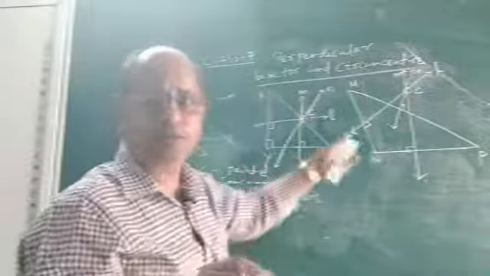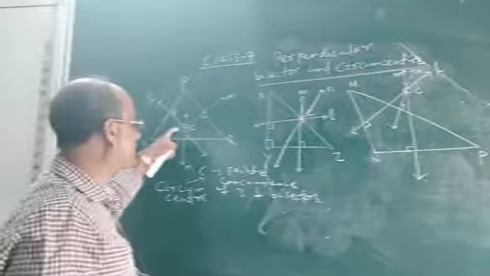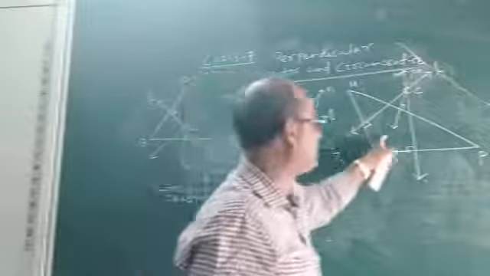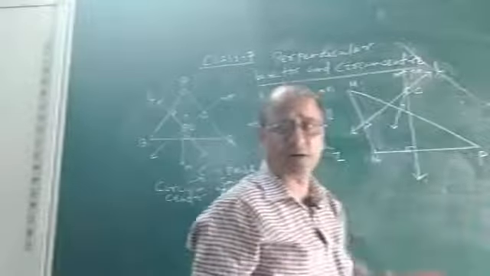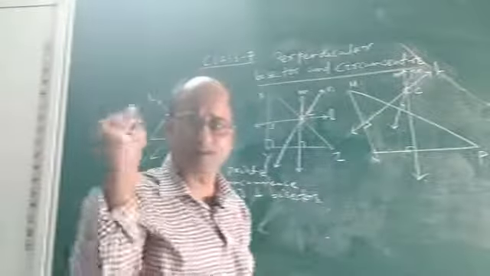So only the position is differing. See, in an acute triangle the circumcenter lies in the interior, in a right triangle it lies on the hypotenuse, and in an obtuse triangle it lies in the exterior of the triangle. This is the position of the circumcenter in different triangles.